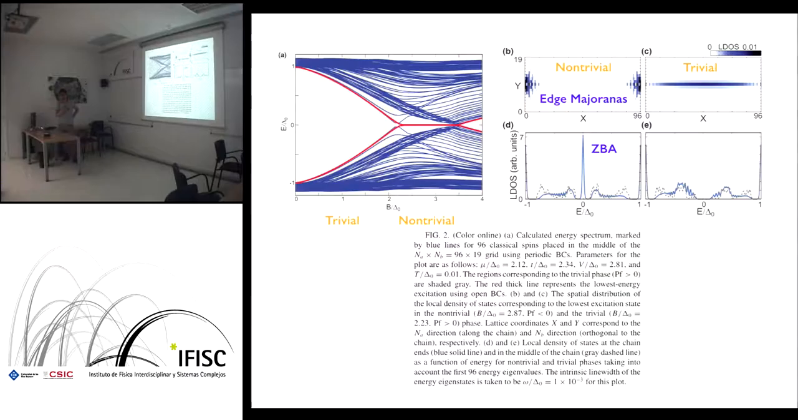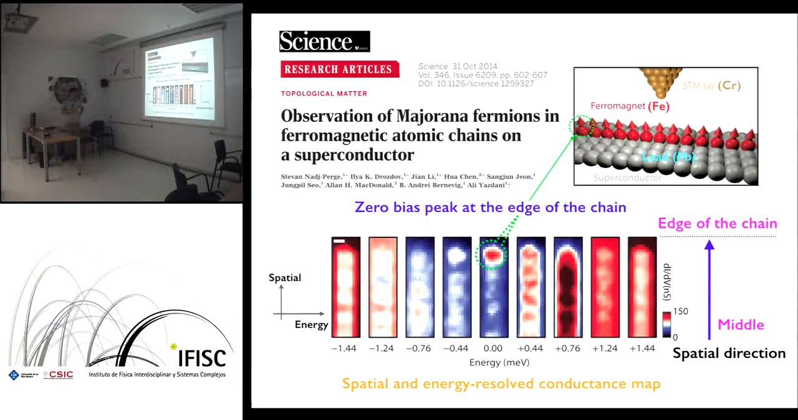This proposal was also checked experimentally by a Stanford group. Here they used a chain of iron atoms, and they put the chain of magnetic atoms on top of a lead superconductor. Then they use STM. Okay. This is the result. The x-axis is the energy direction, the y-direction is the spatial direction. So this corresponds to the edge of the chain. Clearly, you can see at zero energy, at the edges, the appearance of the zero bias anomaly. So they detected the position of Majorana spatially.